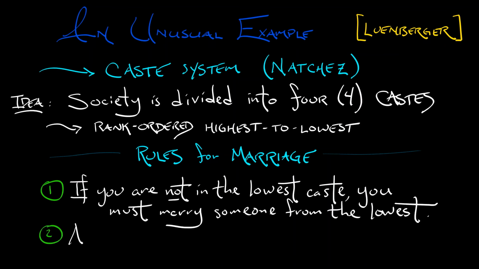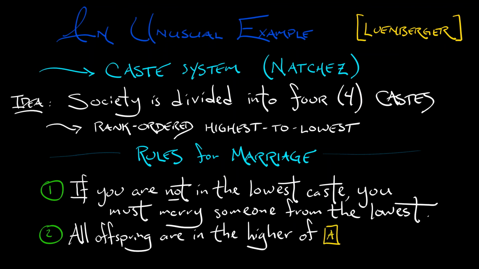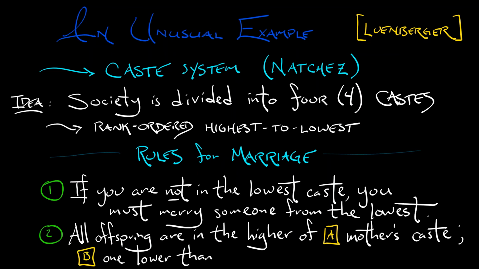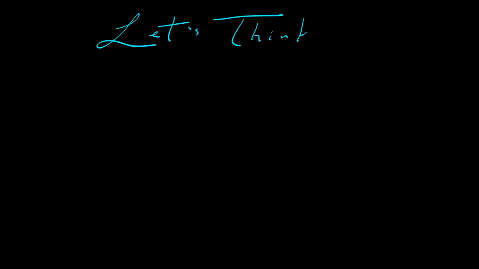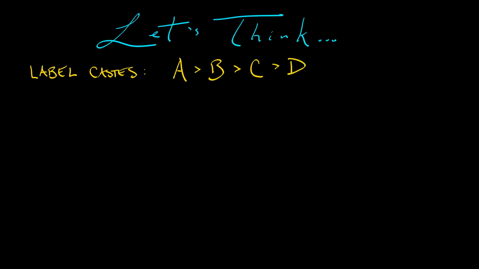2. All offspring from that marriage are in the higher of either the mother's caste or one lower than the father's caste. So you compute those 2 things and take the higher one, and that's the caste of the children. Okay, well, that's kind of a weird system, but let's think about it. Let's label these 4 different castes from highest to lowest, A, B, C, D. So A is the highest, D is the lowest.